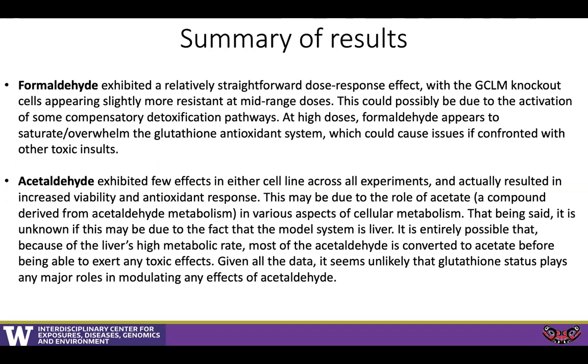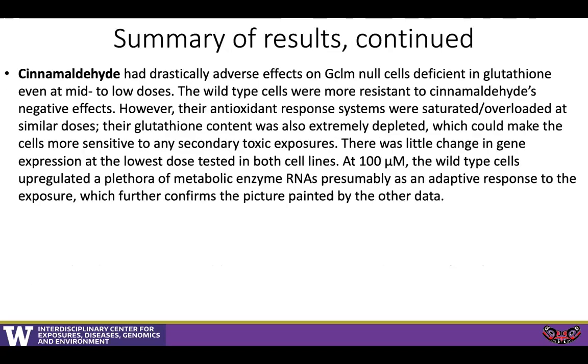Acetaldehyde exhibited few effects in either cell line across all experiments and actually resulted in increased viability and antioxidant response. This may be due to the role of acetate, a compound derived from acetaldehyde metabolism, in various aspects of cellular metabolism and energy requirements of the cells. That being said, it is unknown if this may be due to the fact that the model system is liver. It is entirely possible that because of the liver's high metabolic rate, most of the acetaldehyde is converted to acetate before being able to exert any toxic effects. Given all the data, it seems unlikely that glutathione status plays a major role in modulating any effects of acetaldehyde, at least in the liver.